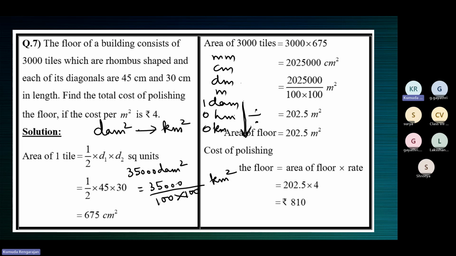So now simplify the zeros. We've cancelled the 3 zeros. Now we have 35 by 10, right? 3.5. Very good. 3.5 kilometer square. Now all of you have got it. 3.5 kilometers square. All right? Got it? Very good, children.